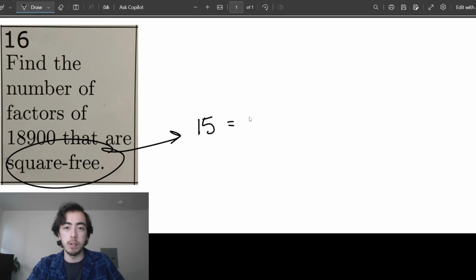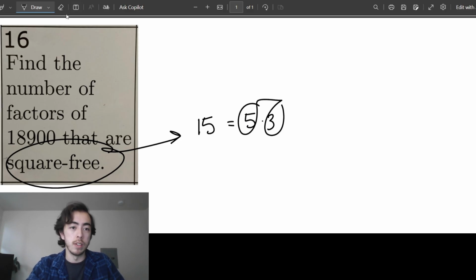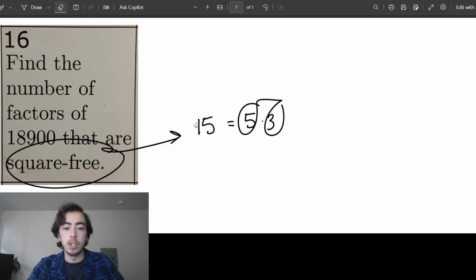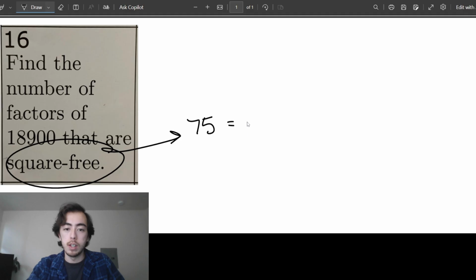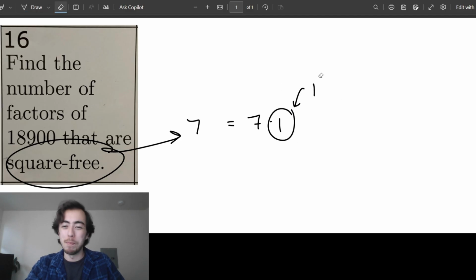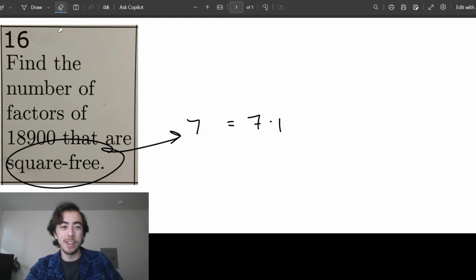Like if we tried factoring 15, we have 5 times 3, and neither of these are square numbers. To give a non-example, I think we could do 75, because this is 25 times 3, and 25 is a square number. And any prime number is going to be square-free. Okay, well, I guess technically 1 is a square number. That's 1 squared. But that's not the meaning or the essence behind square-free.